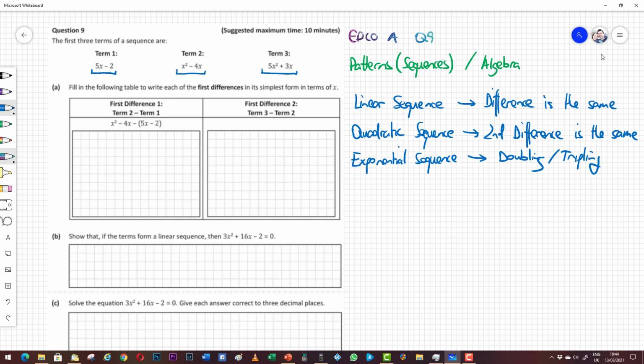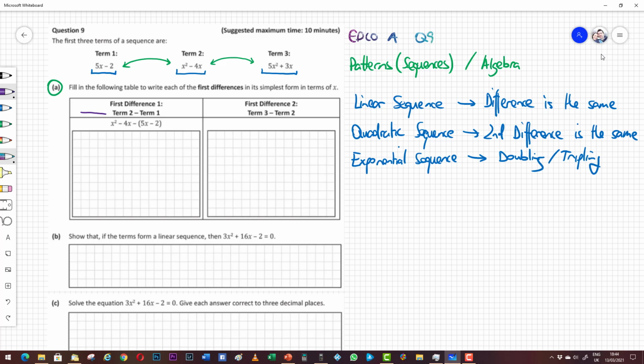So we're asked to fill out this table in part A to find each of the first differences. So what do they mean, each of the first difference? They want the difference between the first term and the second term, and then they want the difference between the second term and the third term. So the way that we're going to do that is we're going to subtract initially the first term from the second term. So they have some of this work done for us.